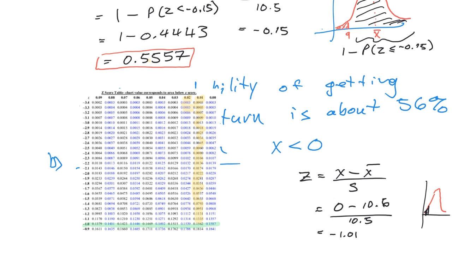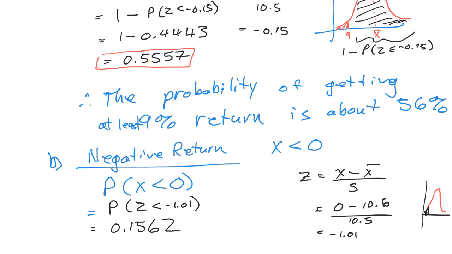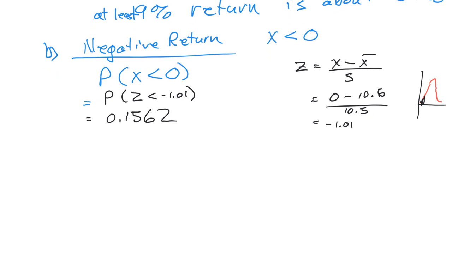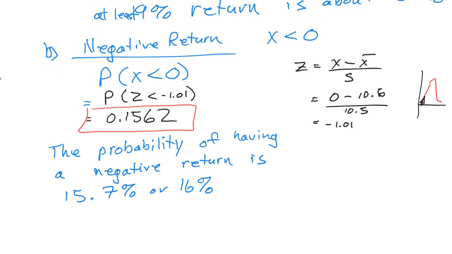And then we've got our value that we have chosen here, and it's 0.1562. And since we've got the 0.1562, this tells us that the probability of having a negative return is 15.7% or 16%. Now, that's pretty good odds that 84% of the time you're always going to get positive returns with your investment.